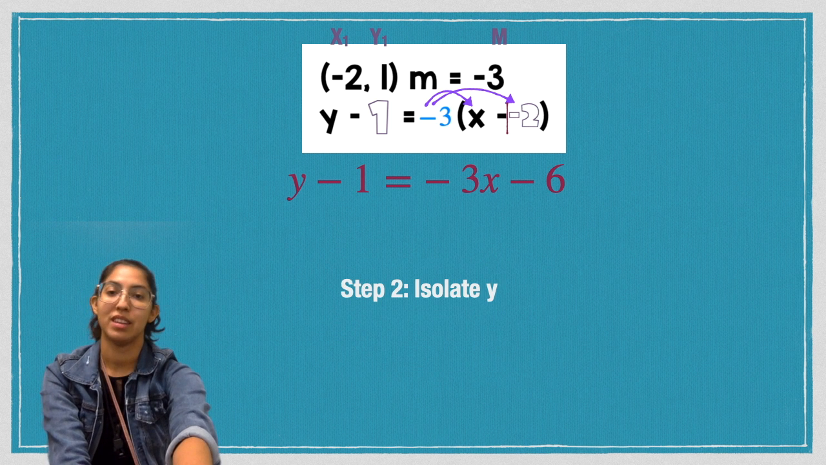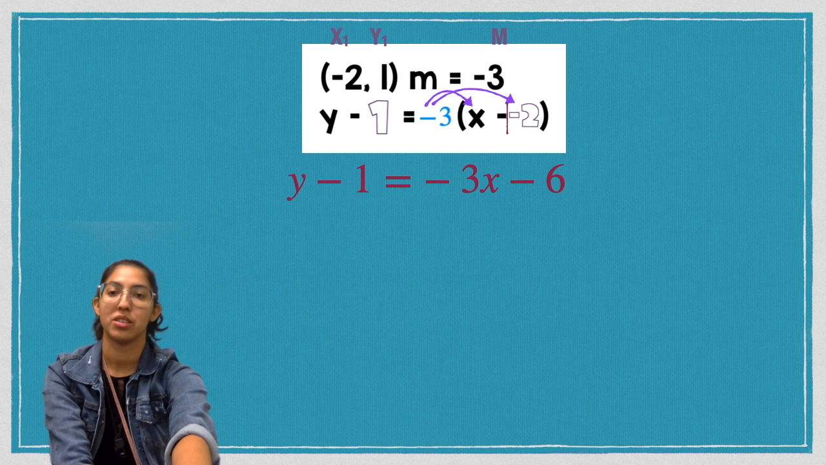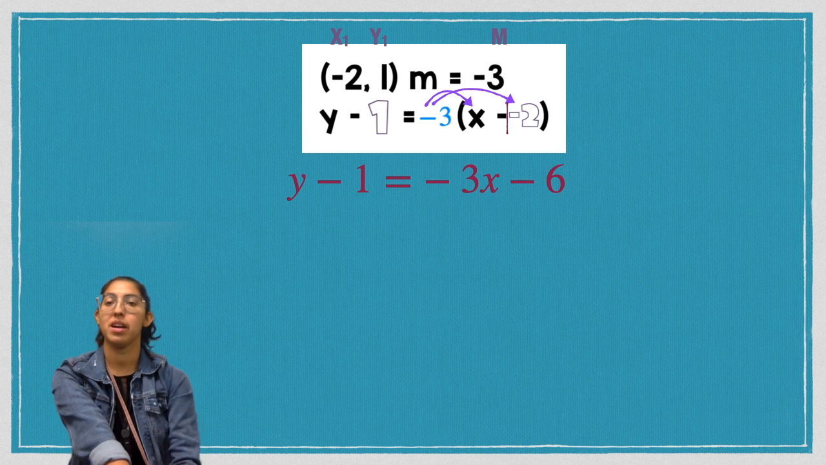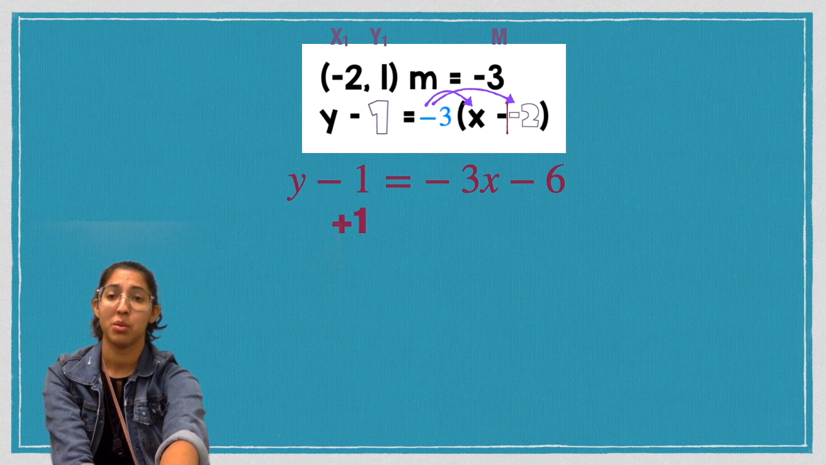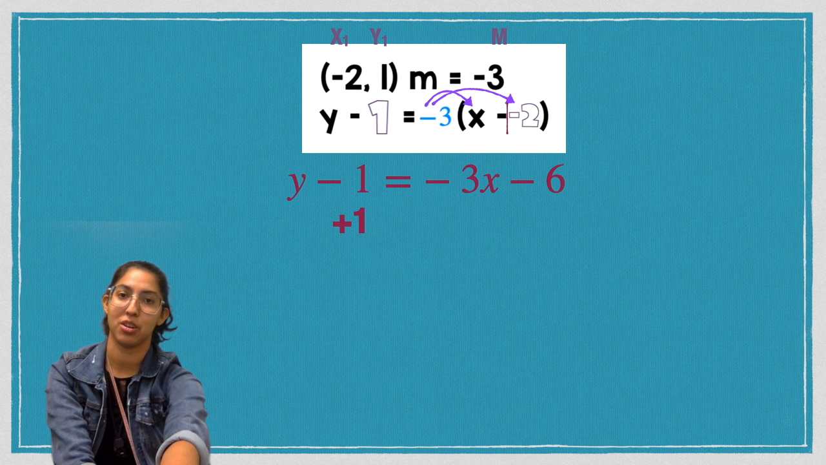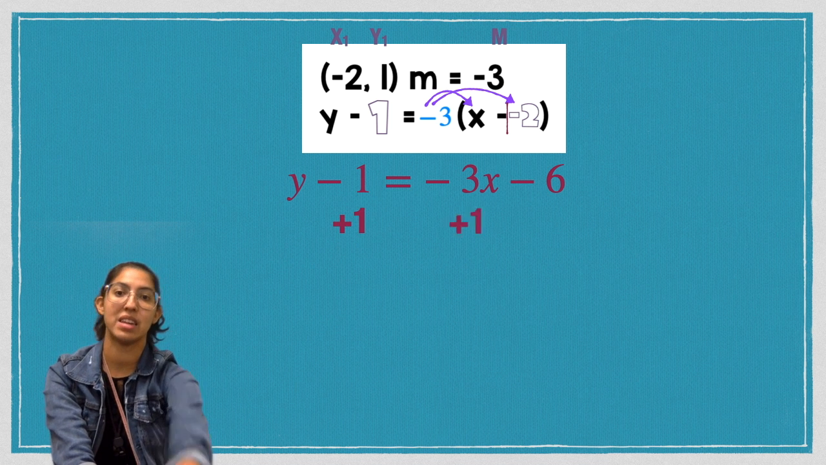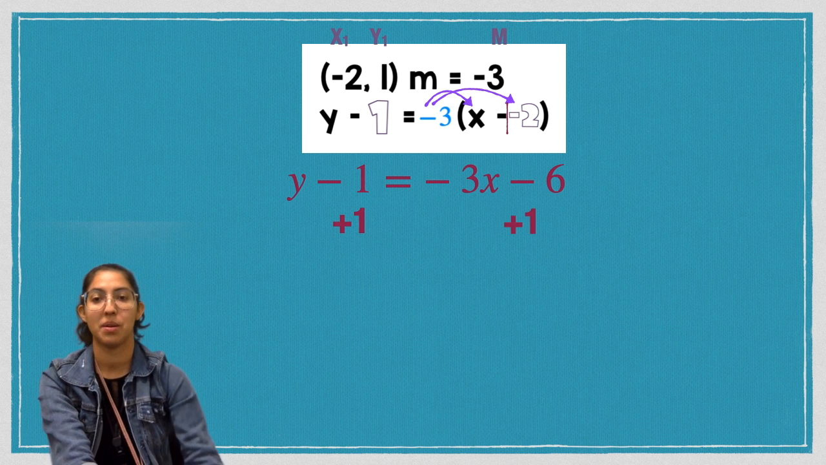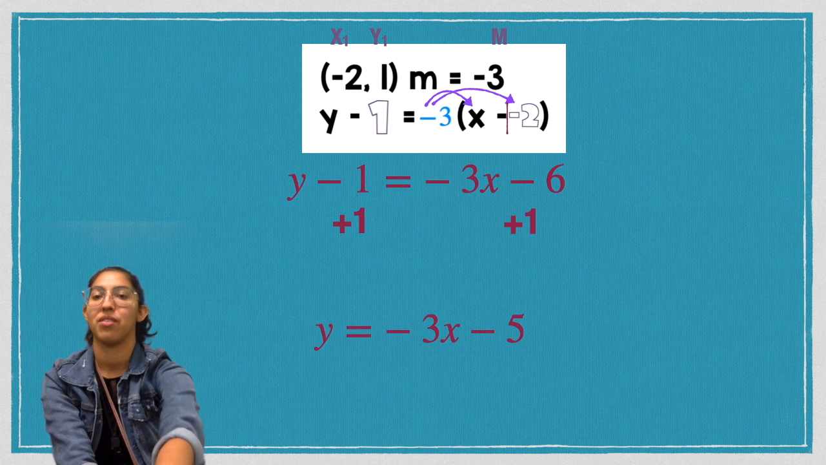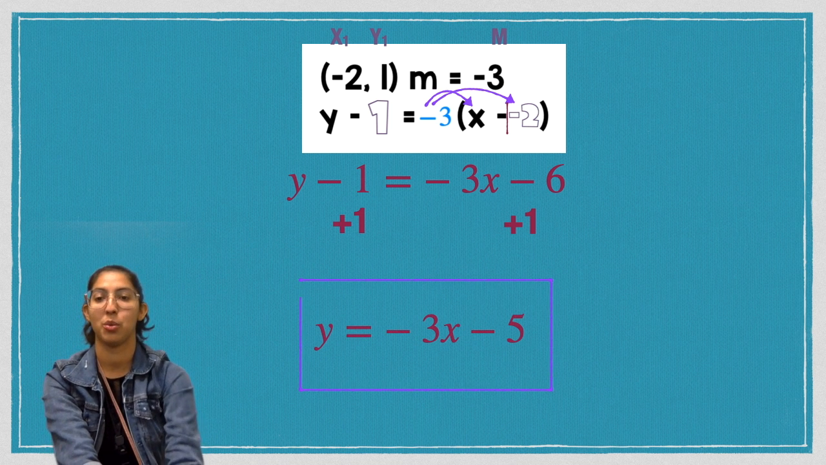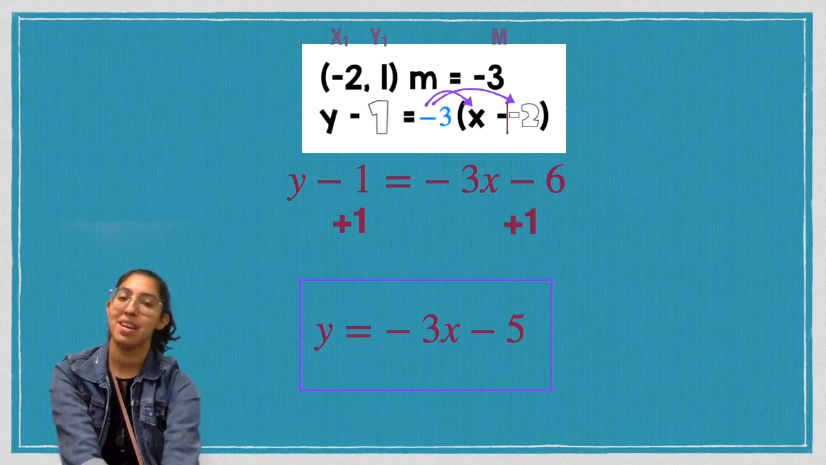Last step is to isolate y. So what is connected to y? That -1. To get rid of -1, we add 1. We are only adding to like terms, so it cannot go to the x. It needs to go to that -6. And then we end up with y equals -3x minus 5. And that is our answer, so we're happy with that. Yay!